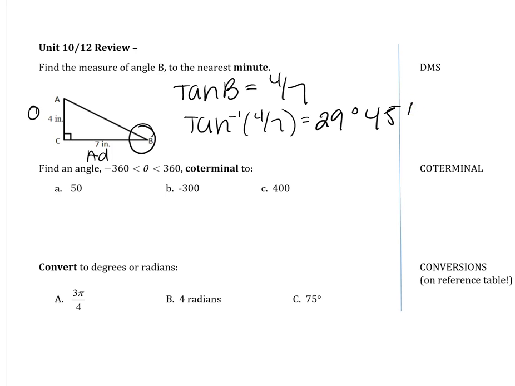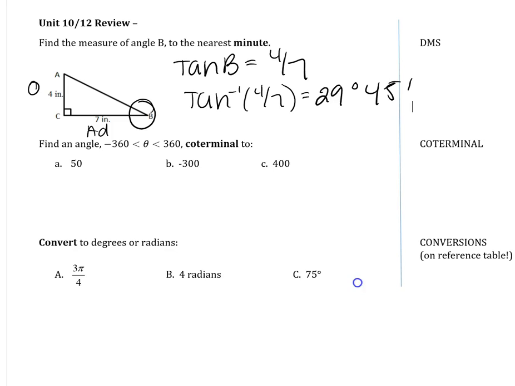Coterminal angles are really just helpful when we get into exact value stuff. So just keep in mind that coterminal means they end at the exact same location quadrant-wise. So like 400 degrees, if I subtract 360 from that, I would get 40. So over here, in quadrant 1, opening up in the counterclockwise direction, that would be 40 degrees.